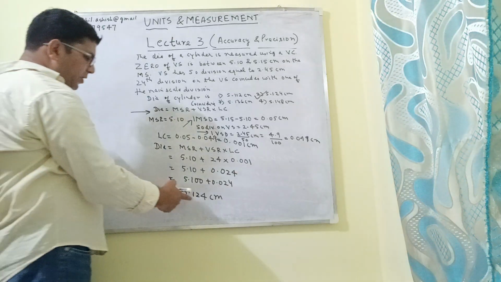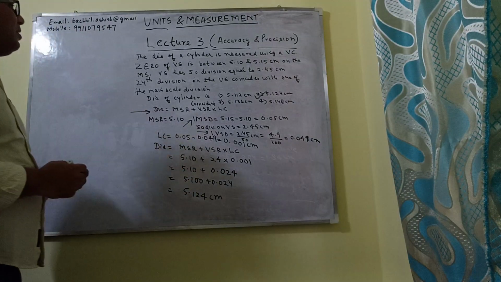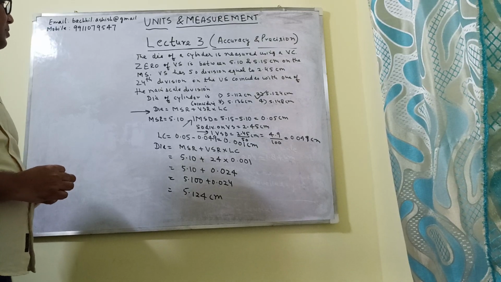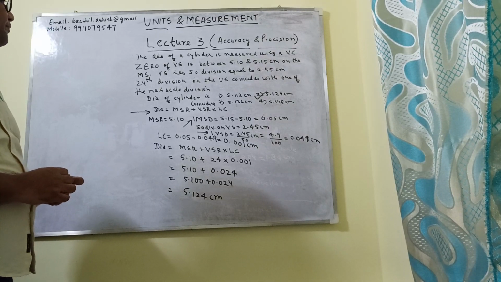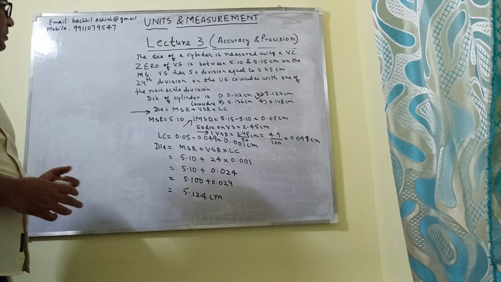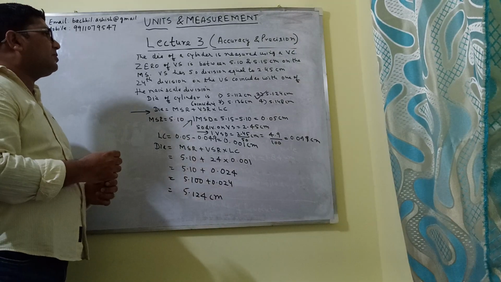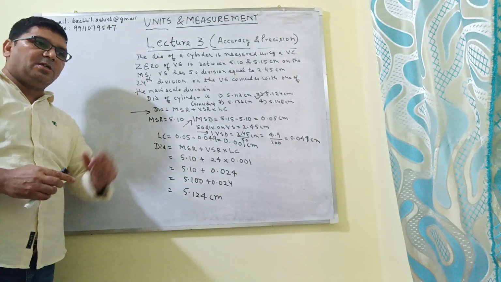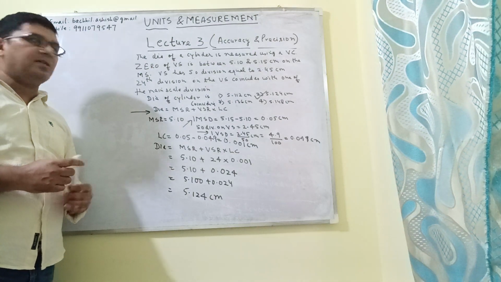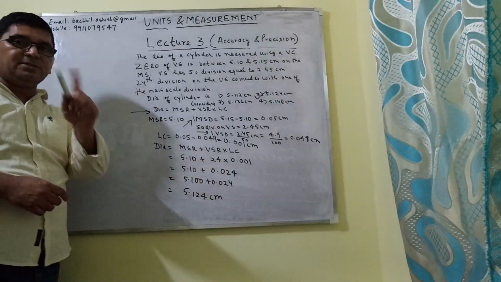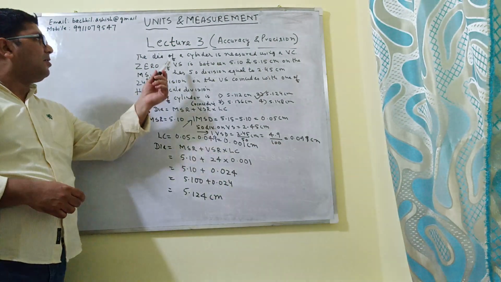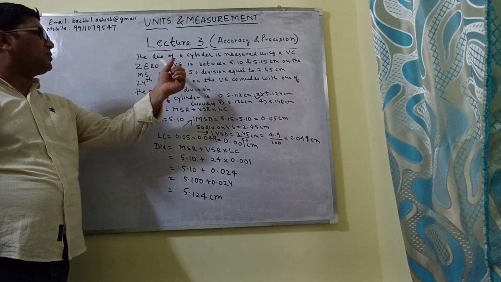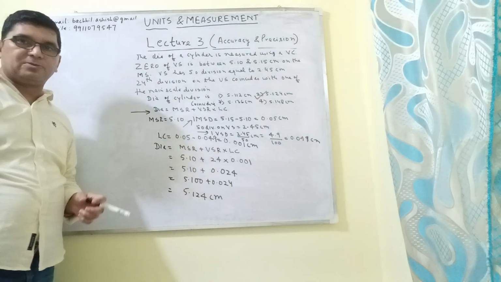So we have calculated the diameter. The diameter is equal to 5.124 centimeters. So this is how we solve these questions on the Vernier caliper, and there are many more questions on the Vernier caliper in which the zero error is also involved. So those questions will be done in the next lecture. In the next lecture we will also try to solve a couple of questions on screw gauge also.